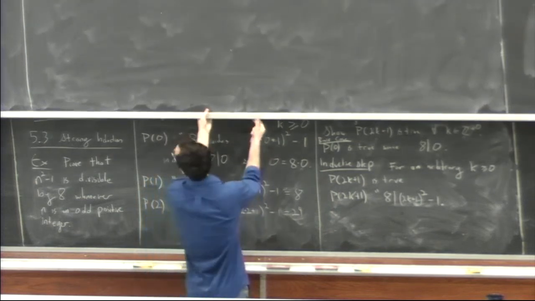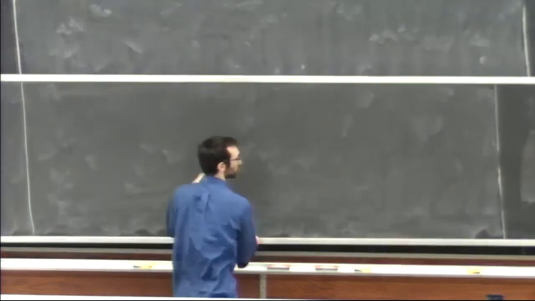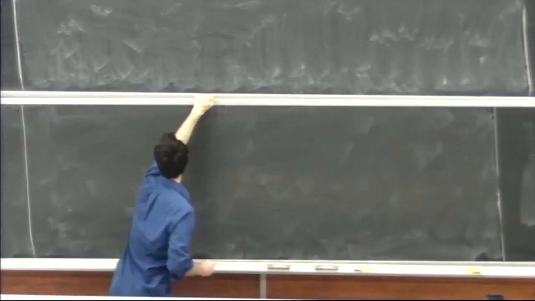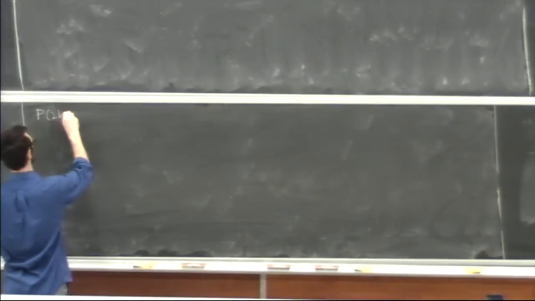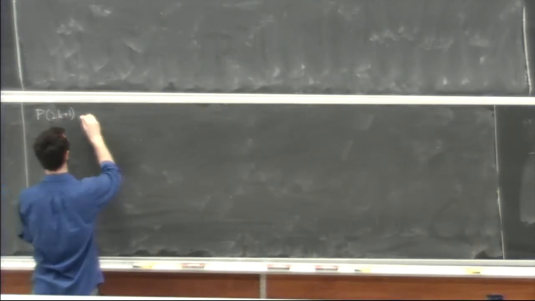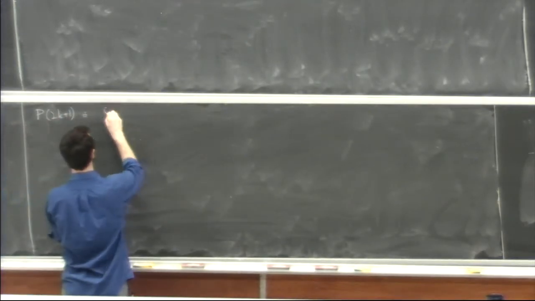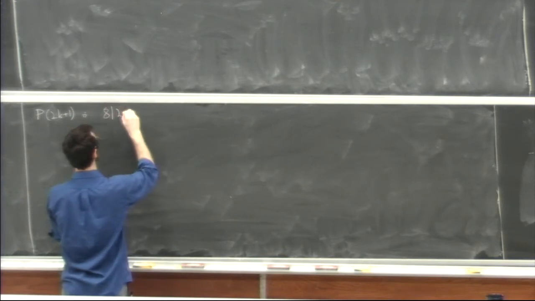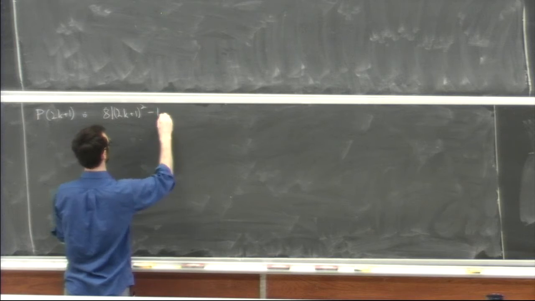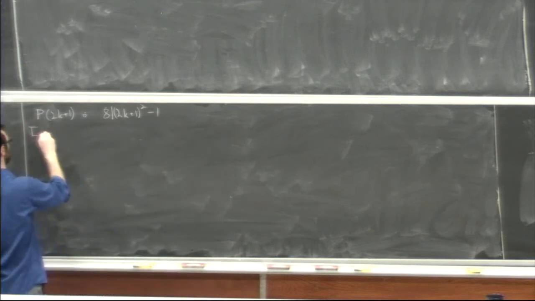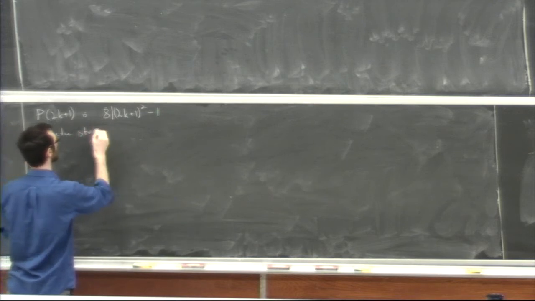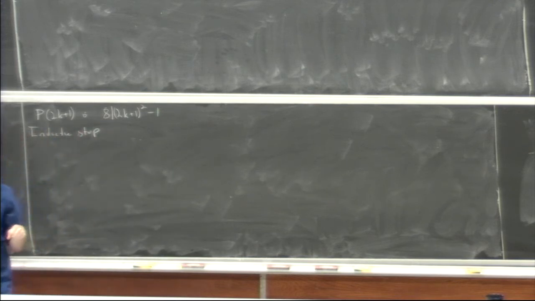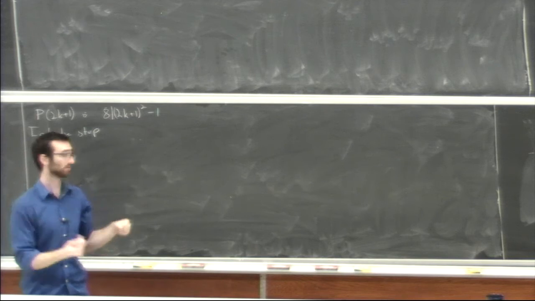Okay, I'll rewrite things here. So P(2k+1) is: 8 divides (2k+1) squared minus 1. In the inductive step, I want to try to understand what's going on in k plus 1.